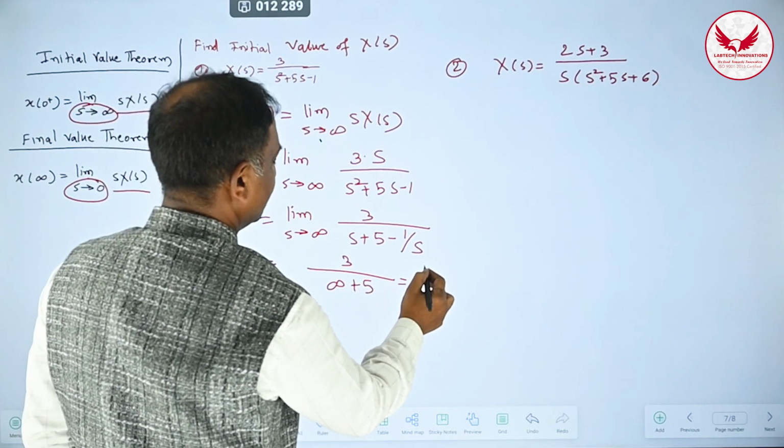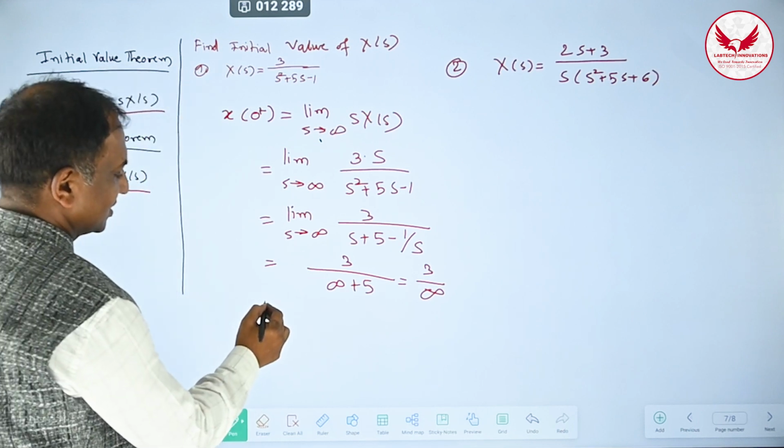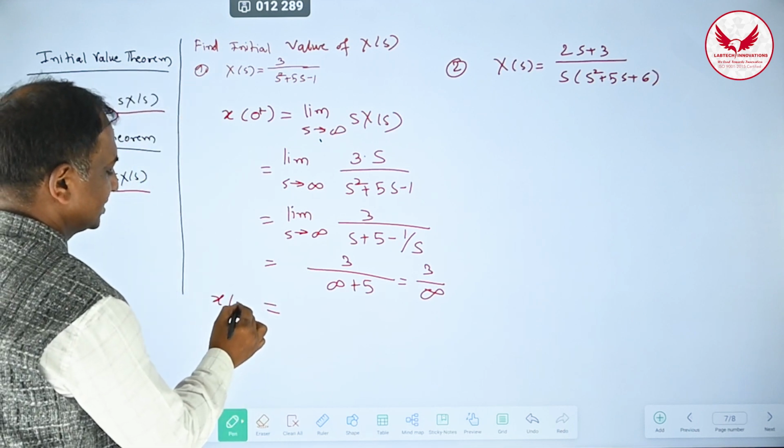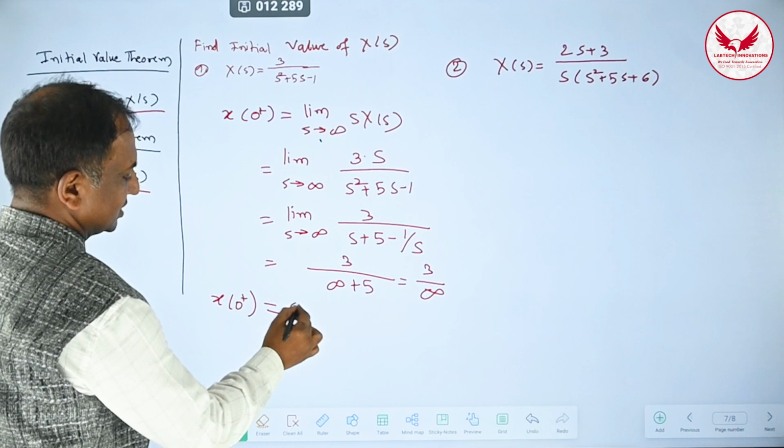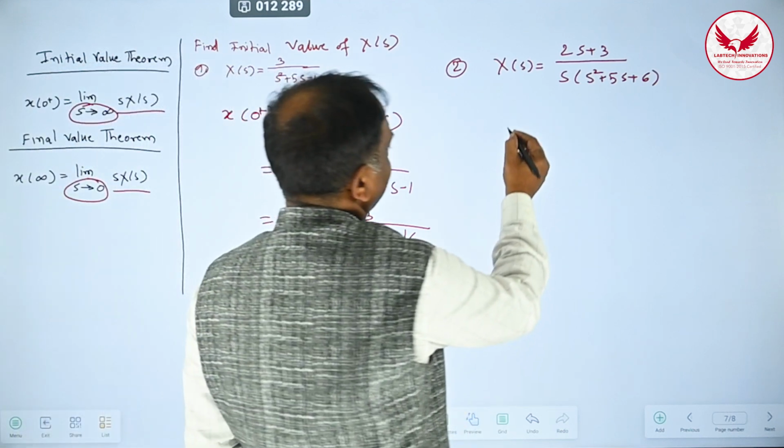So this is equal to 3 divided by infinity. Anything divided by infinity is equal to 0. So the initial value of this signal, x of 0 plus, is equal to 0. Then similarly, we can take the next problem.